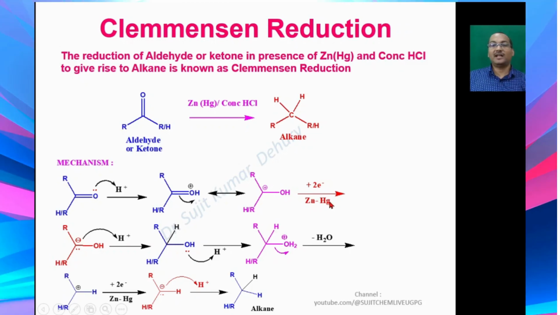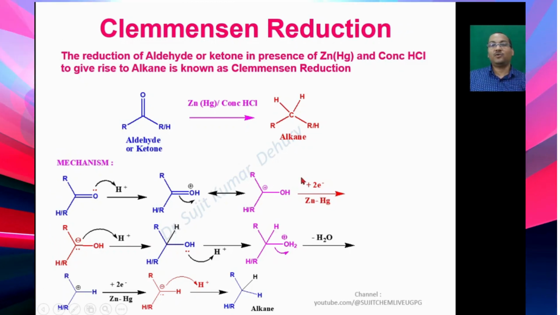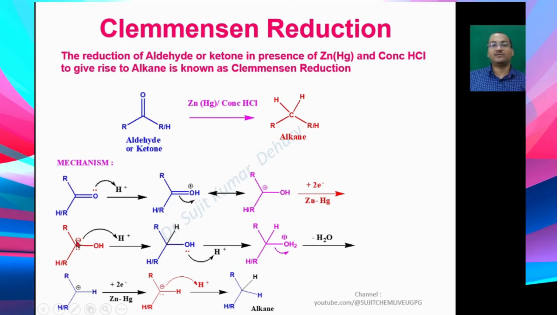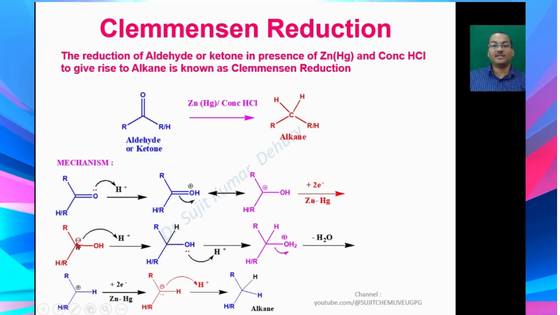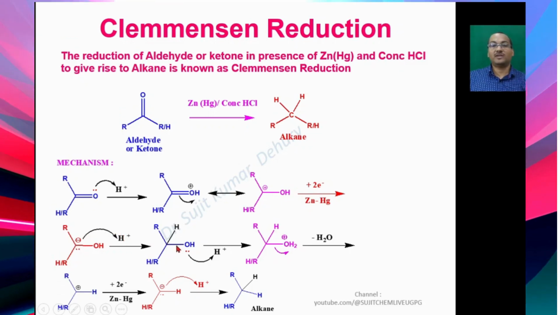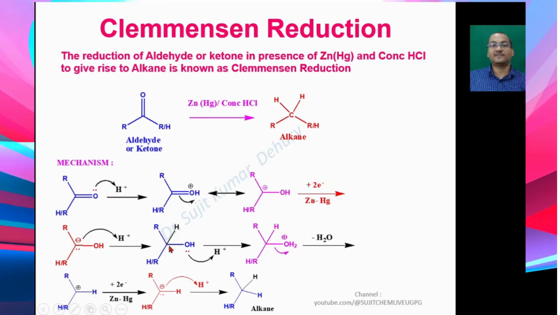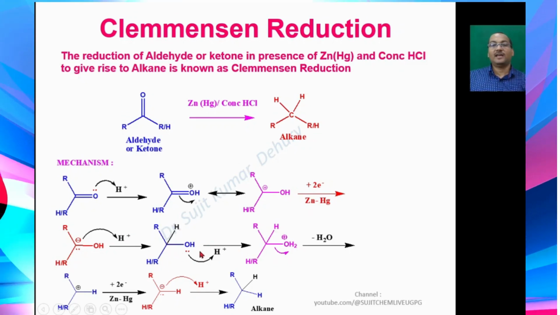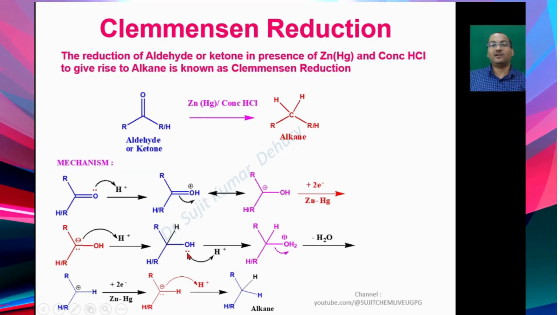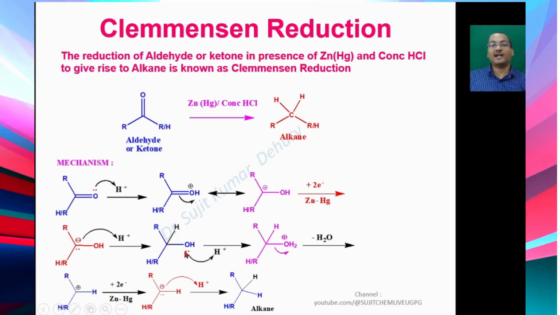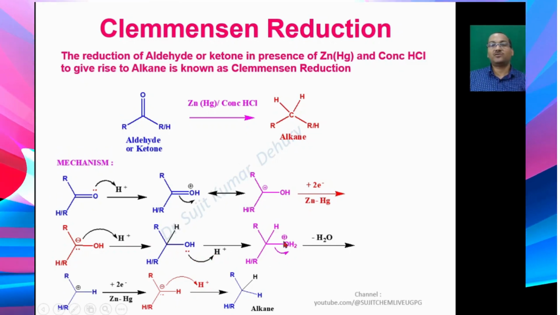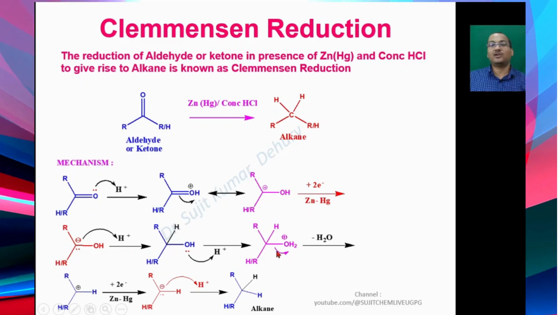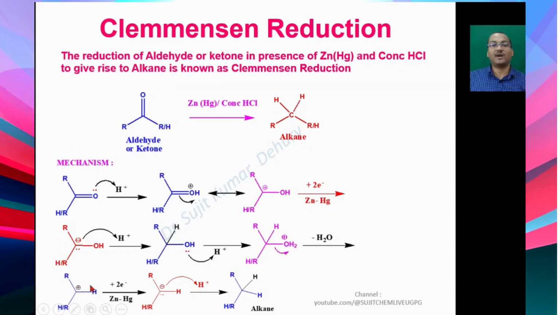And zinc metal can give 2 electrons to this compound, so you generate a carbanion here. This carbanion takes the proton, giving rise to R-CHOH-R. Again this oxygen lone pair will attack a proton, giving rise to OH2 plus, and the loss of a water molecule gives rise to a carbocation.